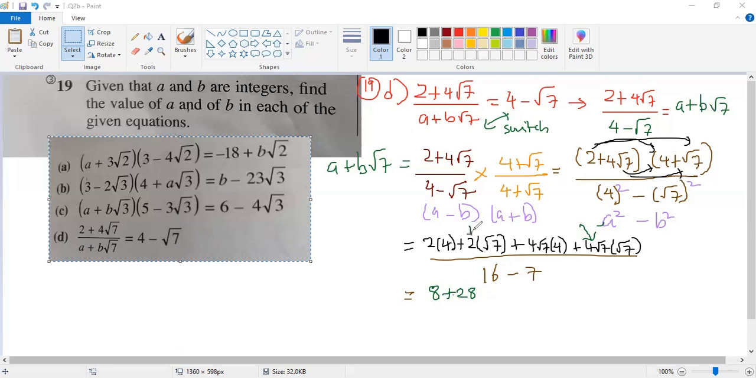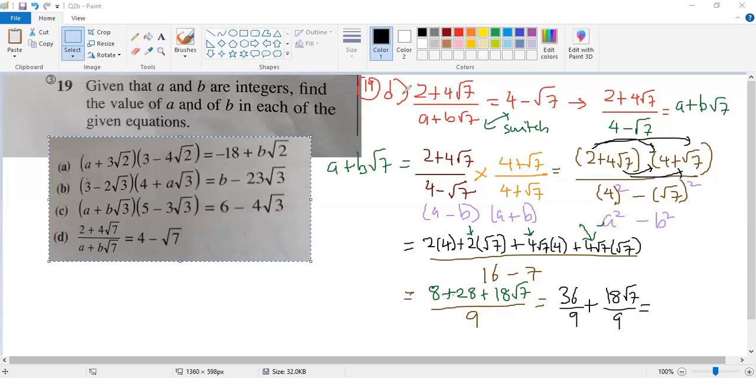Then 4 times 4 is 16 here. 16 plus 2 is 18 root 7. And then down there, 16 minus 7 is 9. So now we're getting closer to the answer already. Let's continue. 8 plus 28 is 36. 36 over 9. I just split it straight away, plus 18 root 7 over 9, in case it helps you to think in this way.